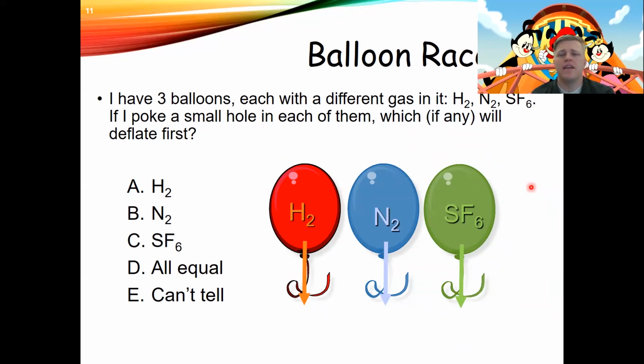All right, well, we said the rate of effusion is proportional to 1 over the square root of molecular mass, which means that the heavier something is, the slower the gas is going to effuse out of the hole at the bottom of the balloon. Which means the one that's going to deflate first is the one where the gas molecules are coming out the fastest. And that's going to happen for our lightest gas, which is H2. Okay, so the answer here is H2.